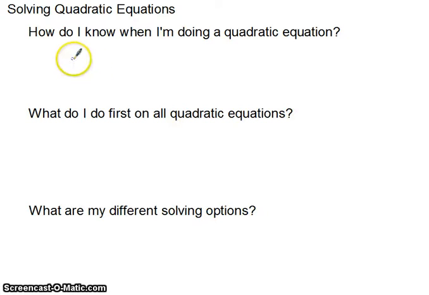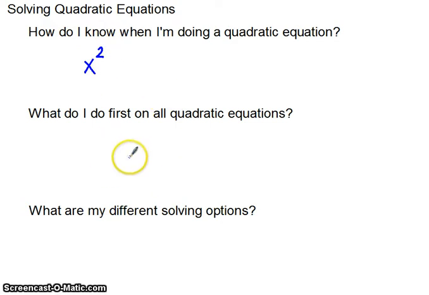Alright guys, we're going to solve some quadratic equations this time. How do I know when I'm doing a quadratic equation? You're looking for an x squared term. Anything that has an x squared term, that's got to be the biggest exponent, so you can't have any x cubes or x to the fourth. So x squared, and that's the biggest exponent in the problem.